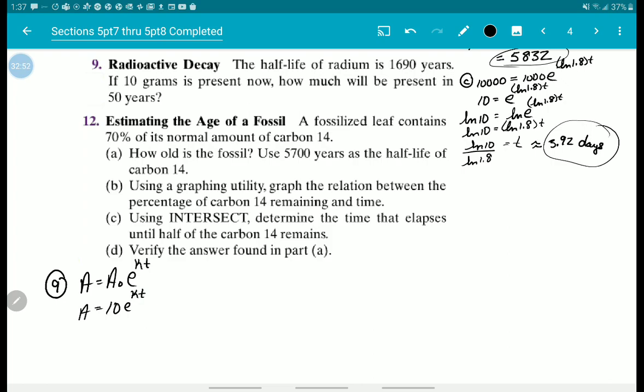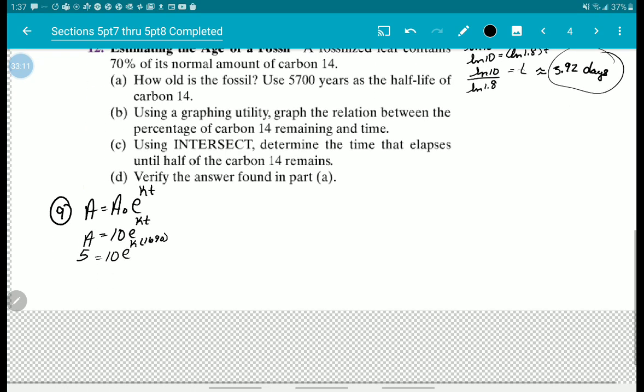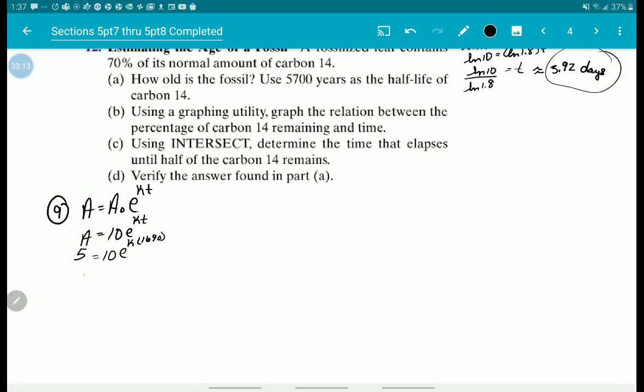Now, let's use that half-life information. We know that in 1,690 years, so there's our time, we're going to have half of this amount. Well, half of 10 is 5. That gives us enough information to figure out what K is going to be. We can divide both sides by 10. 5 divided by 10 is 1/2. Nice decimal, I'm going to use the 0.5.